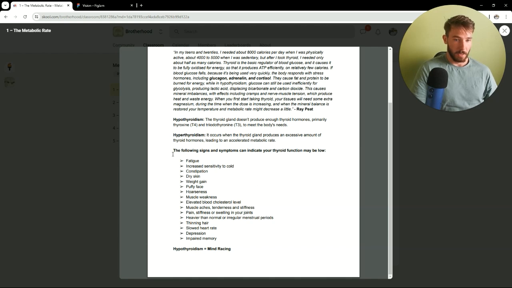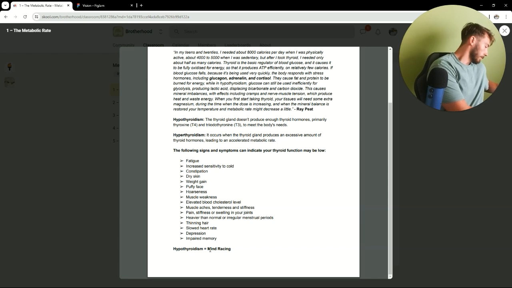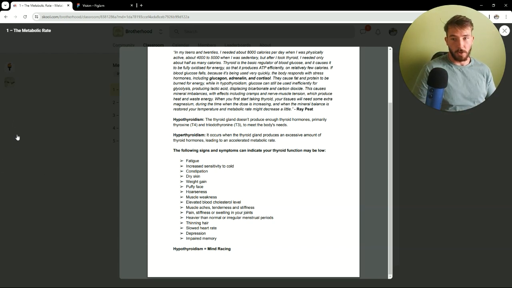But other symptoms that can come up are things like fatigue, increased sensitivity to cold, constipation, dry skin, weight gain, puffy face, hoarseness, muscle weakness, elevated blood cholesterol levels, muscle aches, tenderness and stiffness, pain, stiffness or swelling in your joints, heavier than normal or irregular menstrual periods, that's with women, thinning hair, slow heart rate, depression, impaired memory, your mind is racing all the time, things like anxiety. All of those things can signify that you have impaired thyroid function.